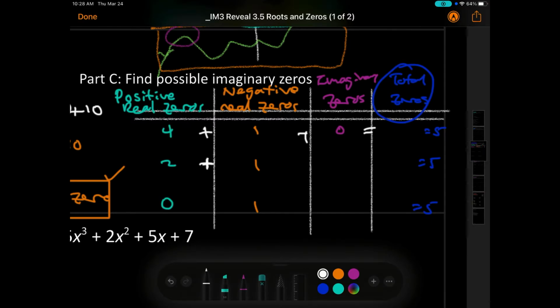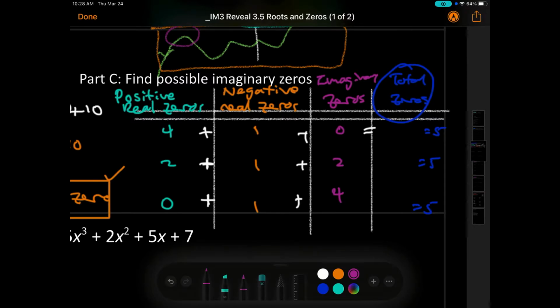Okay, 2 plus 1 is only 3. That means this one has to be 2. So 2 plus 1 plus 2 equals 5. And then the last one, 0 plus 1 is 1. So that means this one would be 4.